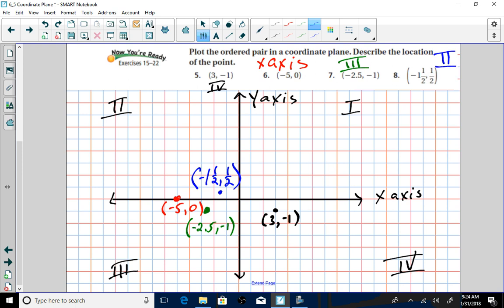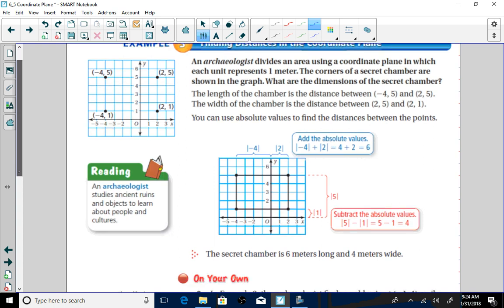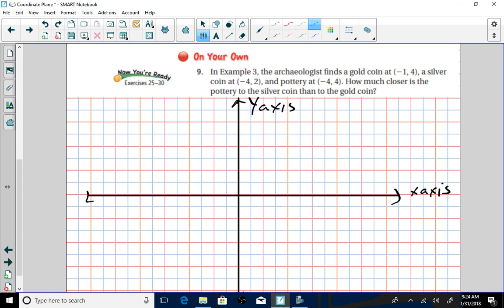All right, so not hard. Just remember, when we're graphing points, we always go left to right first. We always do our x direction first, then our y direction second. Okay? Now for finding distances, you can read through the example and take a look at how to find the distances here. We're going to do a little bit differently than the book does it. So let's start with the on your own example here.